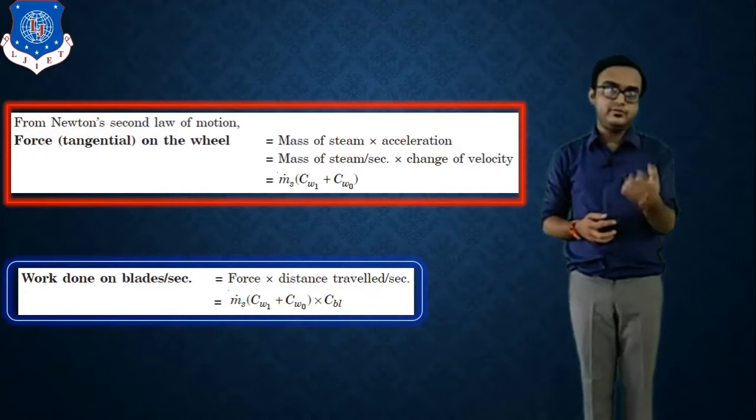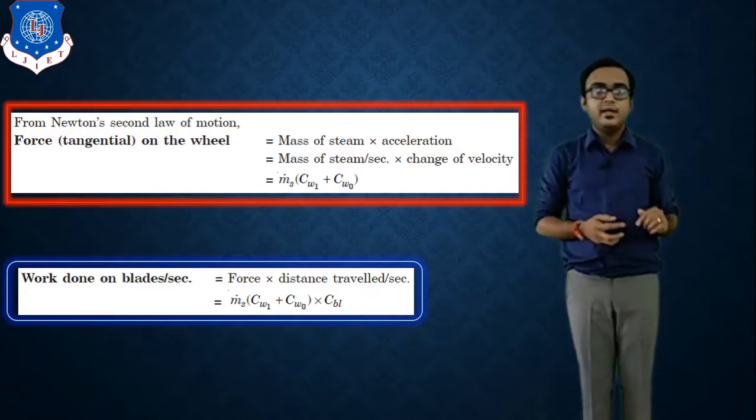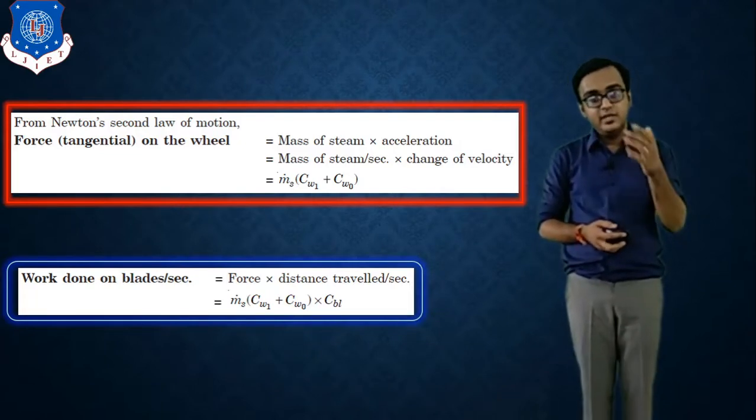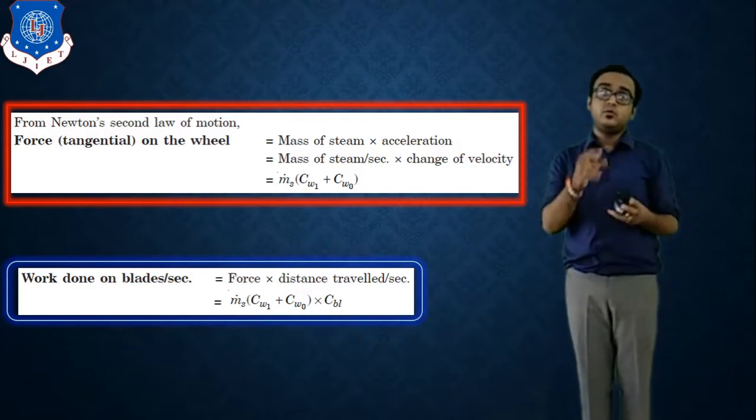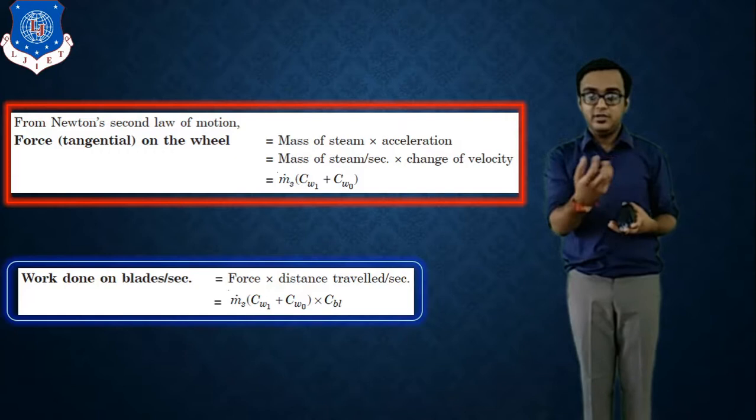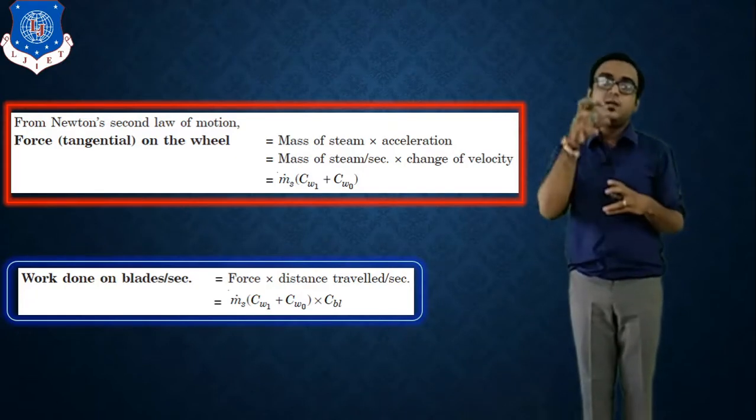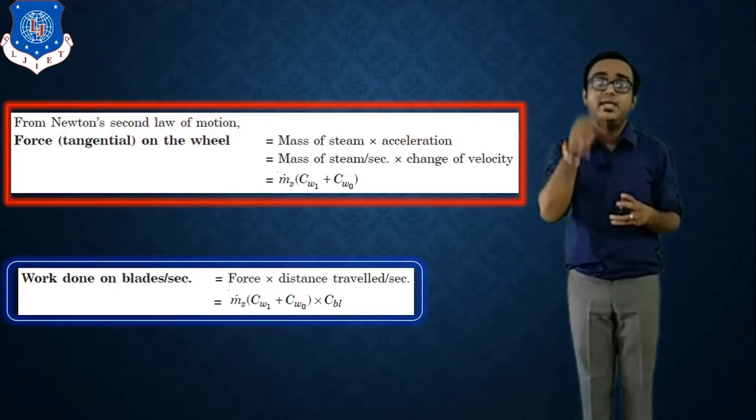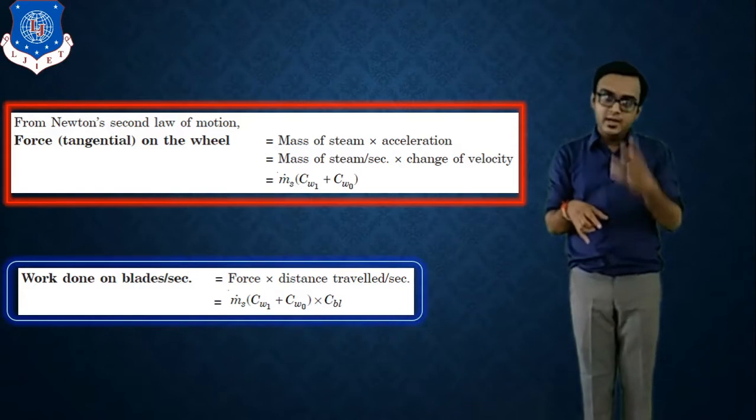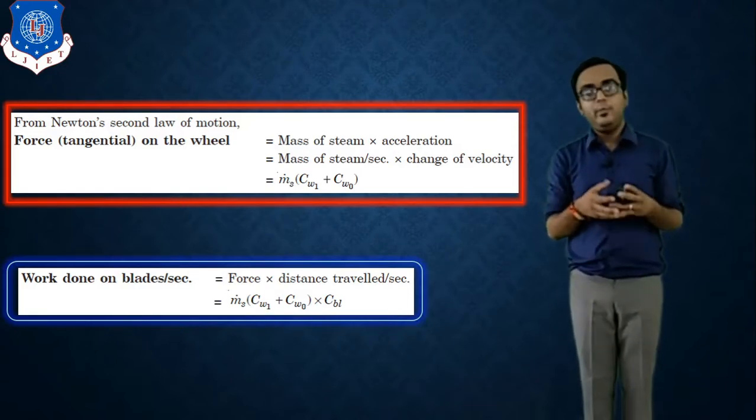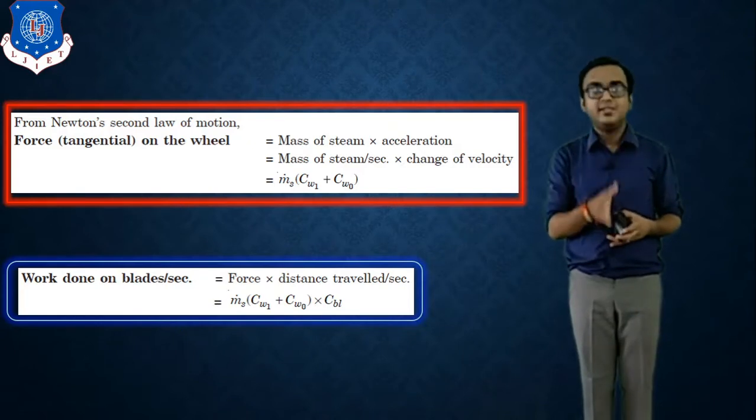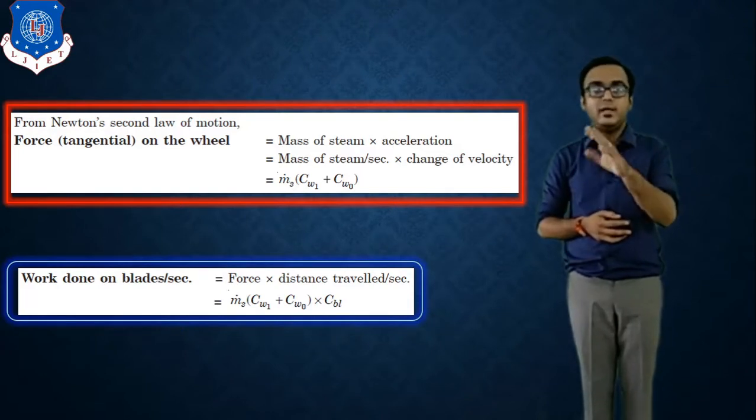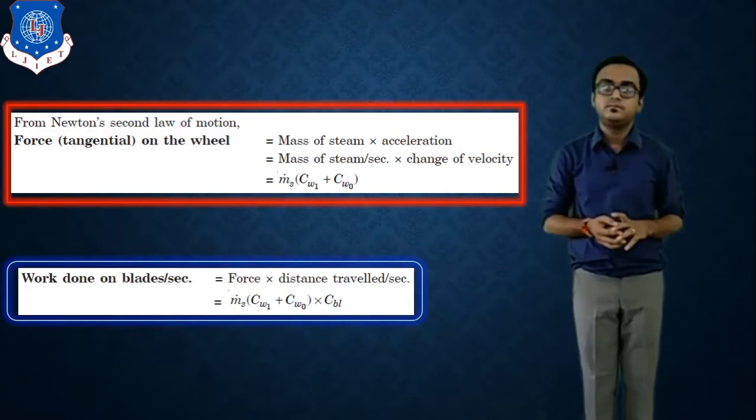Here we have force, that is m dot s multiplied by (Cw1 plus Cwo), multiplied by velocity. And here we have to consider the velocity of the blade, because we are producing work on the blade and we will obtain work from the turbine. By using steam we are producing work on the turbine blade, so we need to consider the blade velocity, that is Cbl. So work done on blade is equal to m dot s multiplied by (Cw1 plus Cwo) multiplied by Cbl. So it is all about the work done.